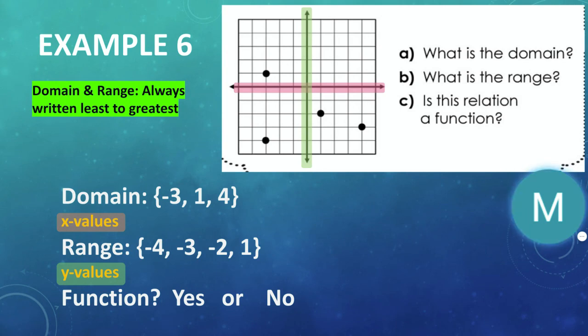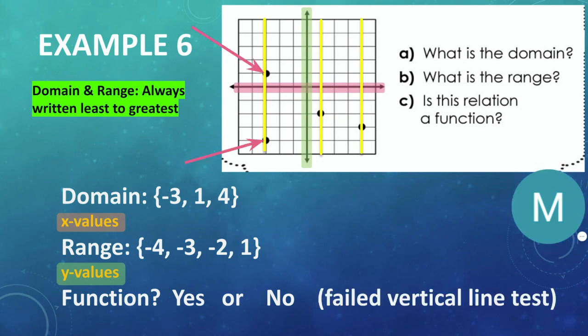Now we do the vertical line test to determine if this is a function or not. The vertical line on the first one passes through 2 points. The second one through 1, the third through 1. Since the first line passed through 2 points, it failed the vertical line test. And if it fails the vertical line test, this is not a function.